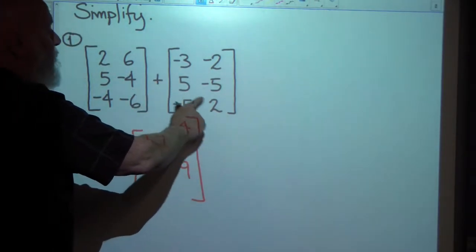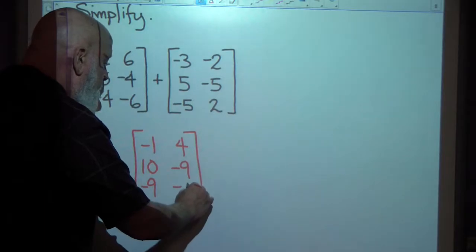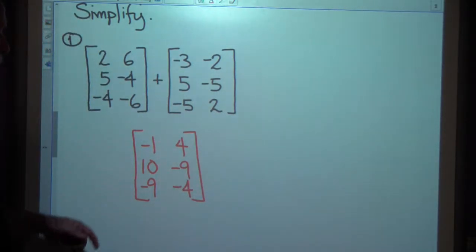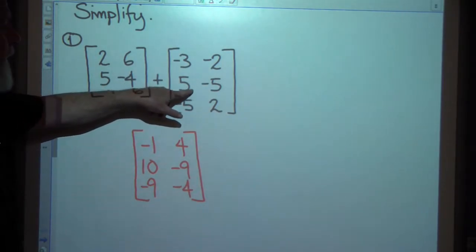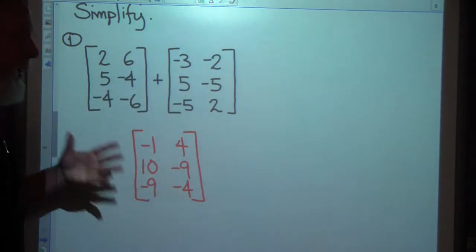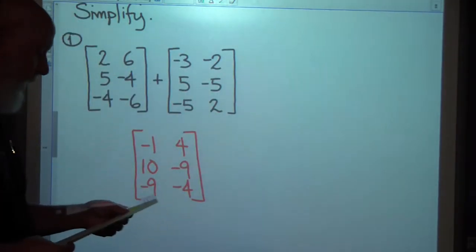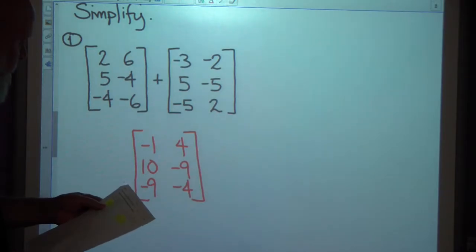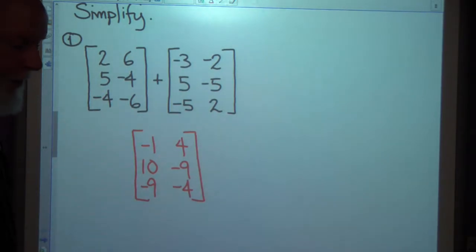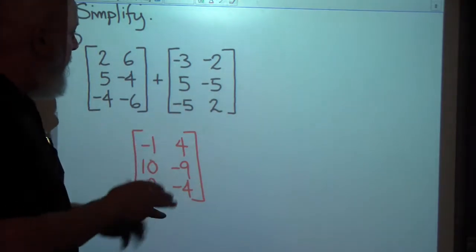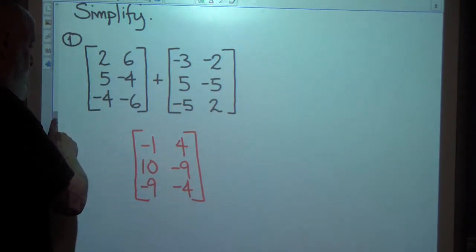Negative 6 plus 2 is negative 4. They're different signs, so we subtract and keep the sign of the one with the greater absolute value. So the sum of these matrices is this matrix right here, if I haven't made any mistakes. Then I have my little key right here, so I'll check it and make sure, because I am prone to making mistakes sometimes. But yeah, I got it right. That's adding matrices. You have to add corresponding elements.